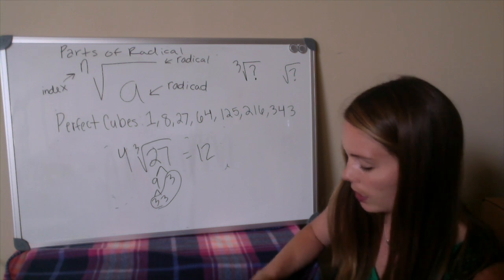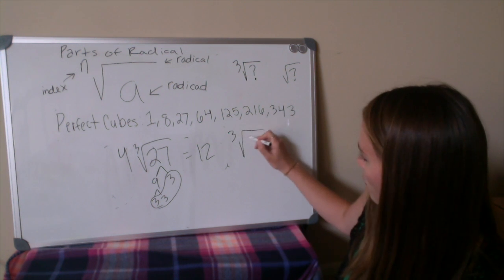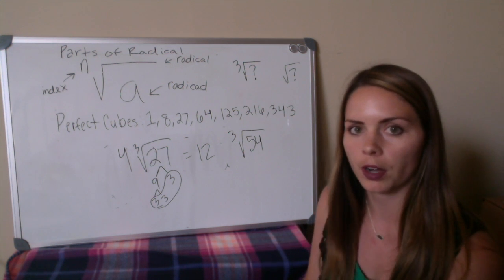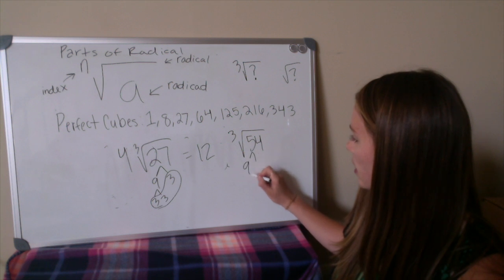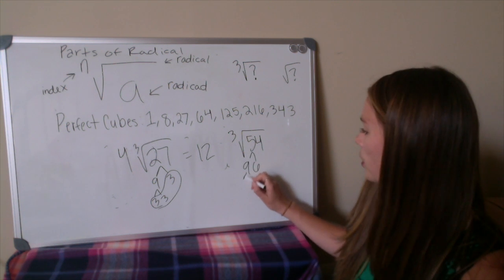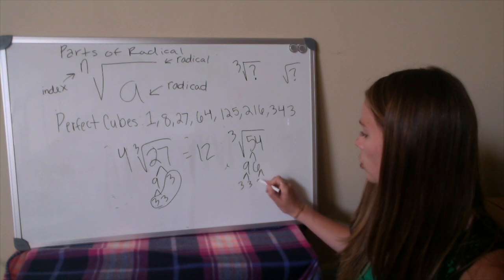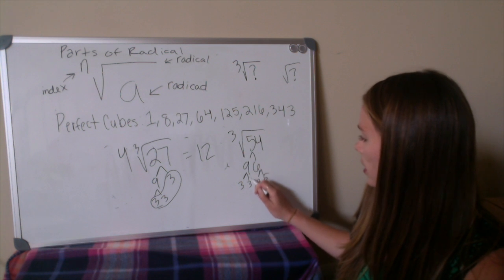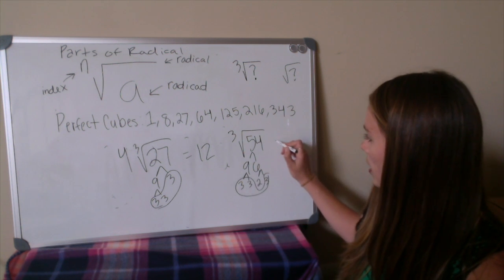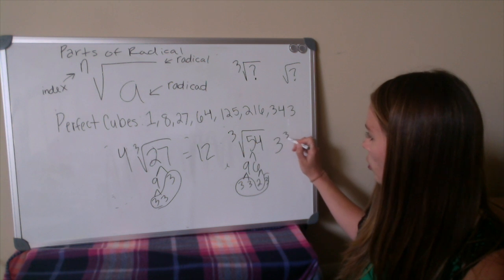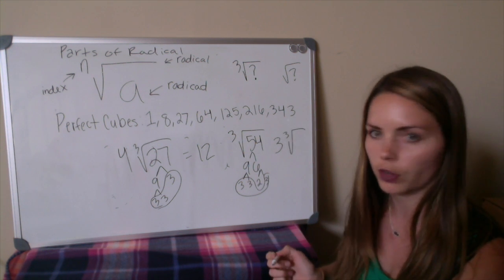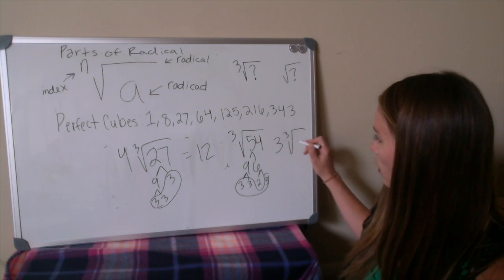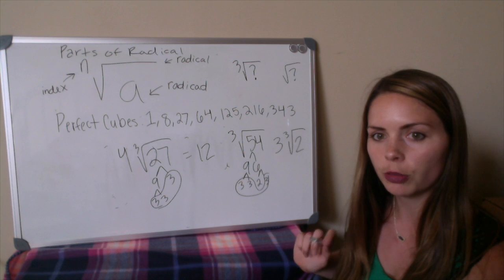Moving on to the next one right here, cube root of 54. Well, what multiplies to give you 54? That would be 9 and 6, 3 and 3, 2 and 3. We need 3 numbers. Well, we have 3 3's here. So 3 comes out. We have a cube root of what's left over. We already used the 9, we already used the 6, so we have a 2 left over. So my answer is 3 cube root of 2.